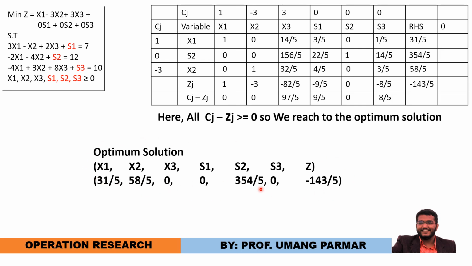By putting these values in this equation, you can check the constraint and you get the minimum possible value of z, which is minus 143 by 5. So this is how we can solve the minimization type of sum.